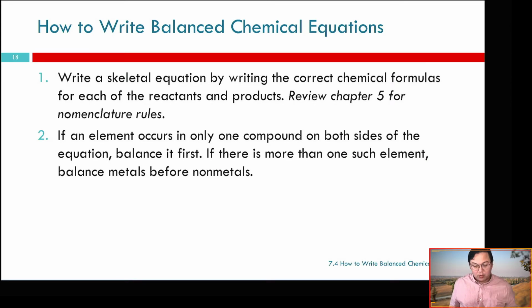So when we balance these chemical equations, there's steps that you can follow that will help you balance it every time without having to iterate or try a lot of different things over and over again. So you start first, you write out a skeletal equation by writing the correct chemical formulas for each of the reactants and products. And so you can go back to chapter 5 and review those nomenclature rules if it gives them to you in like a written out form. If an element occurs in only one compound on both sides of the equation, you balance that one first. If there is more than one such element, you balance metals before nonmetals.